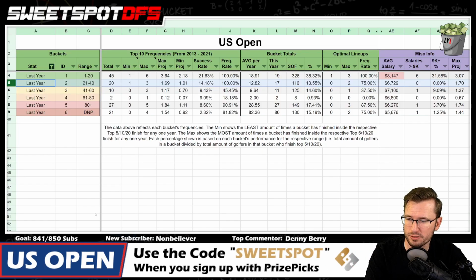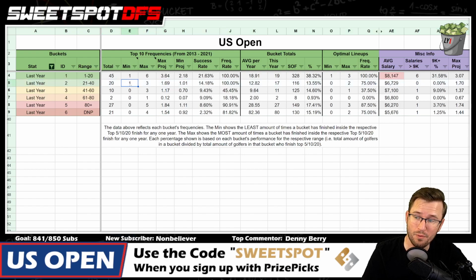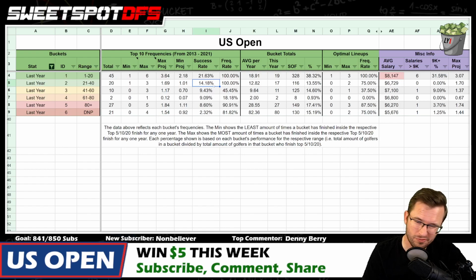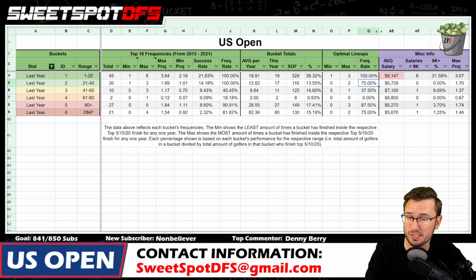And this projection was 0 to 2. There has always been at least one golfer. That's what the stat right here tells us. For minimum, there's always been at least one. The success rate is pretty low, 14. Well, I shouldn't say pretty low, it's actually relatively high, 14%. We have not seen at least one golfer in the optimal lineup every single year, but we've seen 0 to 2 75% of the time. We've seen a golfer in the optimal lineup from this bucket. So that is something worth noting.